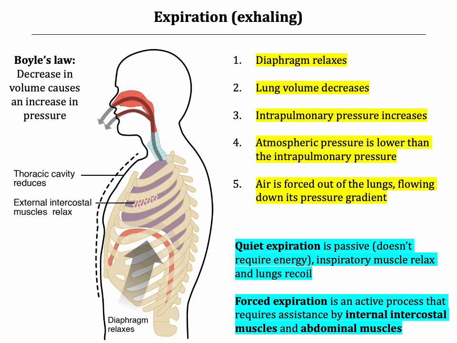So quiet expiration is passive. It doesn't require energy. It's just due to the recoil of the diaphragm and the recoil of the lungs, that release that lets the air out. Versus forced expiration, so if I want to really blow out as much air as possible, that's an active process. I have to activate additional muscles to make that happen. So the internal intercostal muscles and our abdominal muscles, we're going to really contract our core to try to expel as much air as possible with that movement.